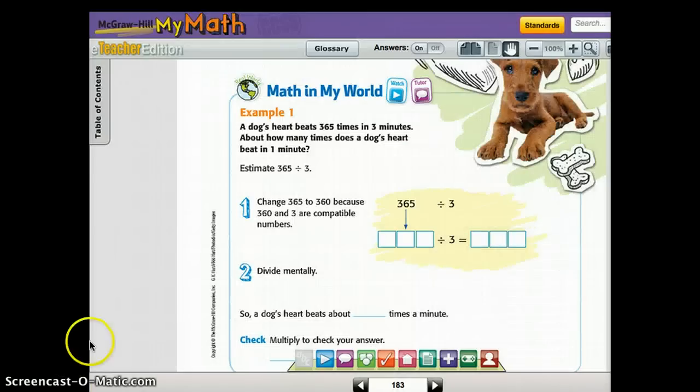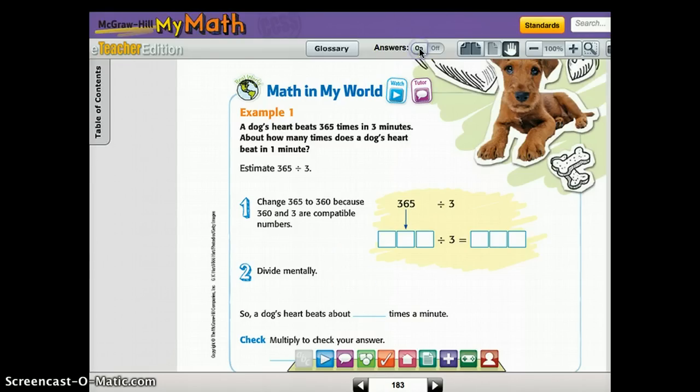Number 2. Okay, so let's take a look at this in our book. I'm on page 183. In this first example, it starts with 365 divided by 3. So if we're using compatible numbers, we can think of what would be easily divided by 3. So in this case, I know 36 can be divided by 3, so I could make this number 360 divided by 3. So then you can just do that in your head.